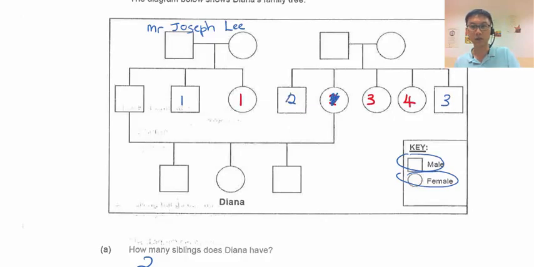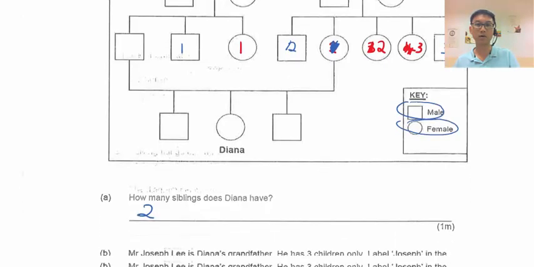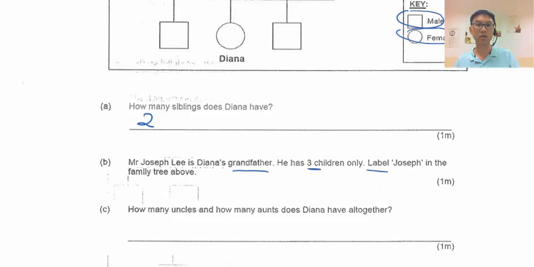I shouldn't include this. Okay, because this is the mother, not the auntie. Oops, so this is 2, this is 3. So I have 1, 2, 3 uncles, 1, 2, 3 aunties. Okay, sorry about that. Hope you are not confused. So how many uncles and aunties? 3 uncles and 3 aunts. Okay.